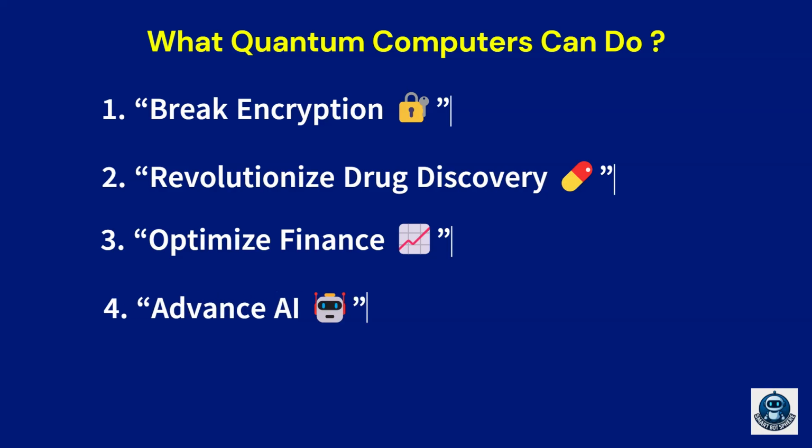Number 4. Artificial intelligence. Quantum machine learning could dramatically accelerate tasks like pattern recognition, model training, and optimization. Number 5. Climate modeling. Simulating weather patterns and chemical reactions at quantum level could improve our understanding of climate change and help design solutions.